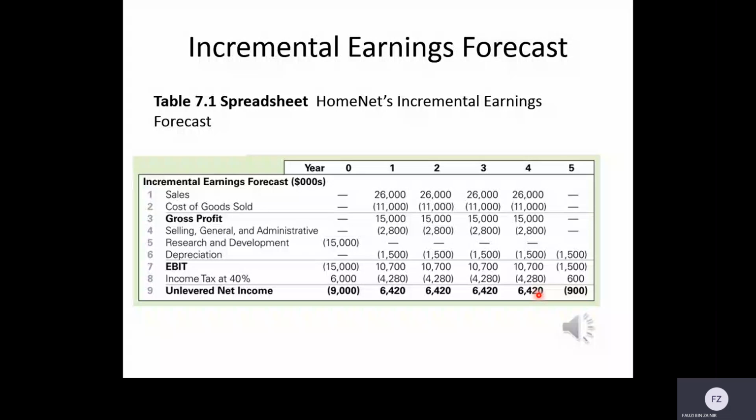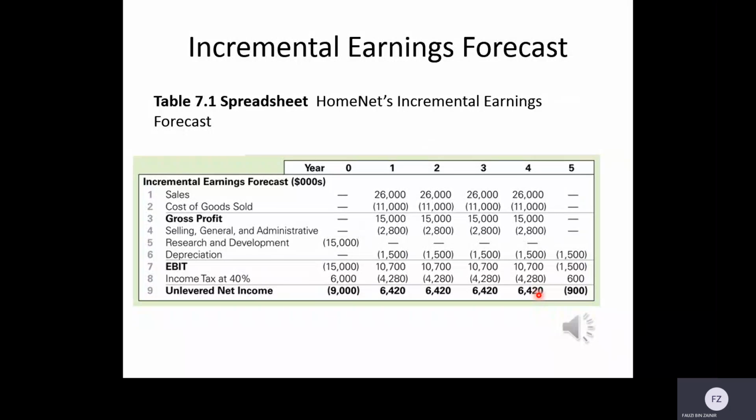We can also see that our projection figures start from year 0, 1, 2, 3, 4, 5. In order to get more detail on how all these aggregate figures were derived, let me take you into the Excel spreadsheet in detail.